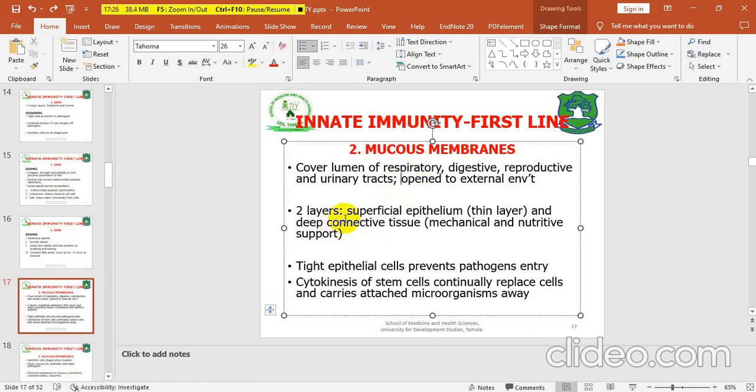So we also have layers. We have the superficial epithelium or thin layer and deep connective tissue, mechanical and nutritive support. We also have tight epithelial cells that prevent pathogen entry. So the first one is the mucous membrane. Second one, the layers of the skin have superficial epithelium, like what I explained, and the deep connective tissue, which provides mechanical and nutritive support. We also have tight epithelial cells that prevent pathogen entry.